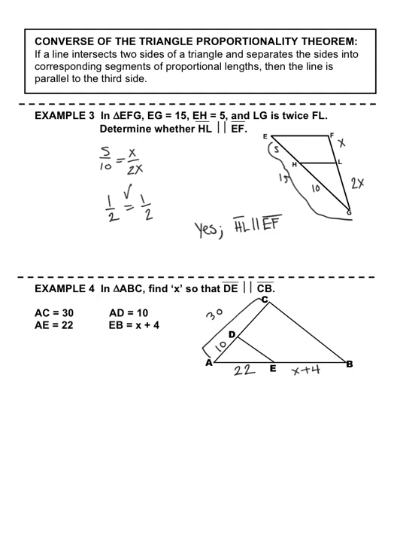So to set up my proportion here, I do need to figure out what DC is. I can find that by subtracting 30 minus 10. That gives me 20.